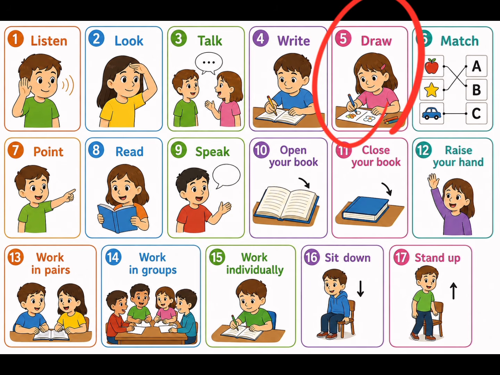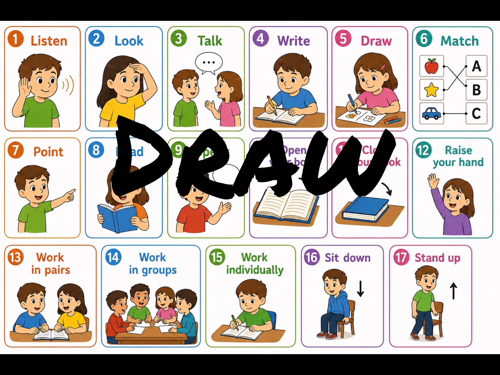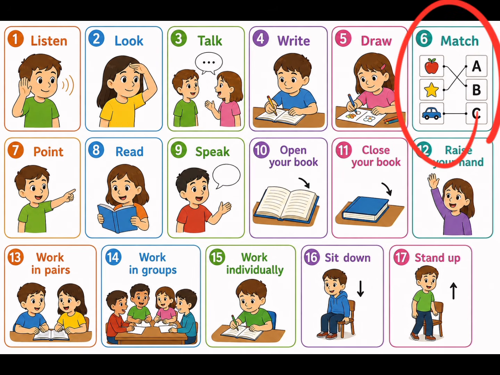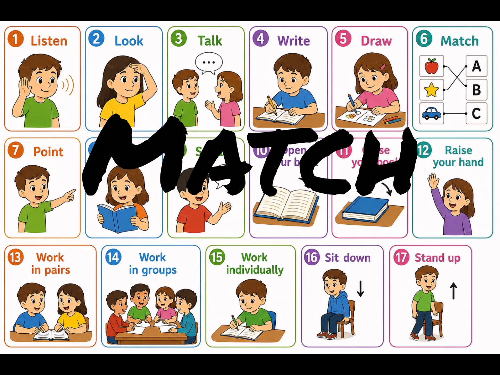Picture 5 is draw. Look at the girl, she is drawing a picture. We say, draw. Repeat after me, draw. Picture 6 is match. Look at this picture, the student is matching the pictures with the correct answers. We say, match. Repeat after me, match.